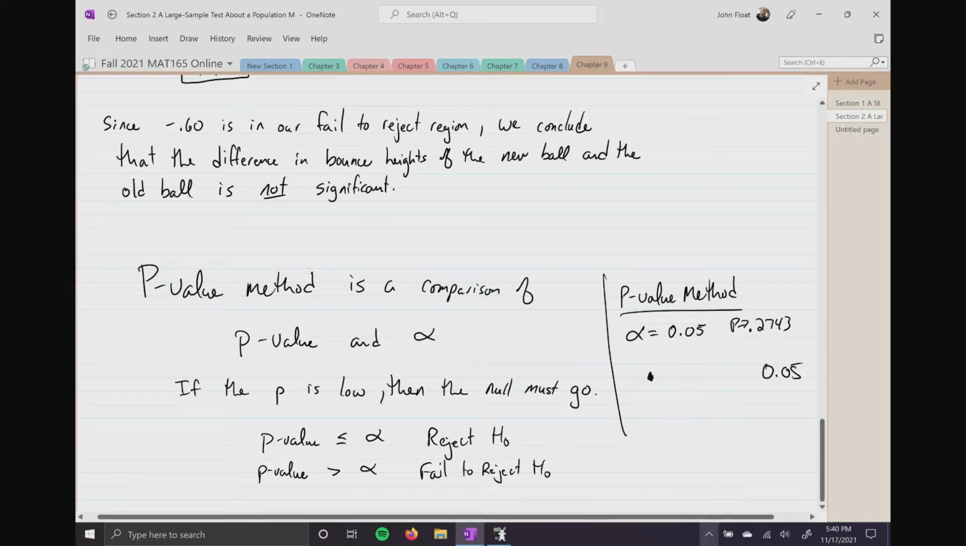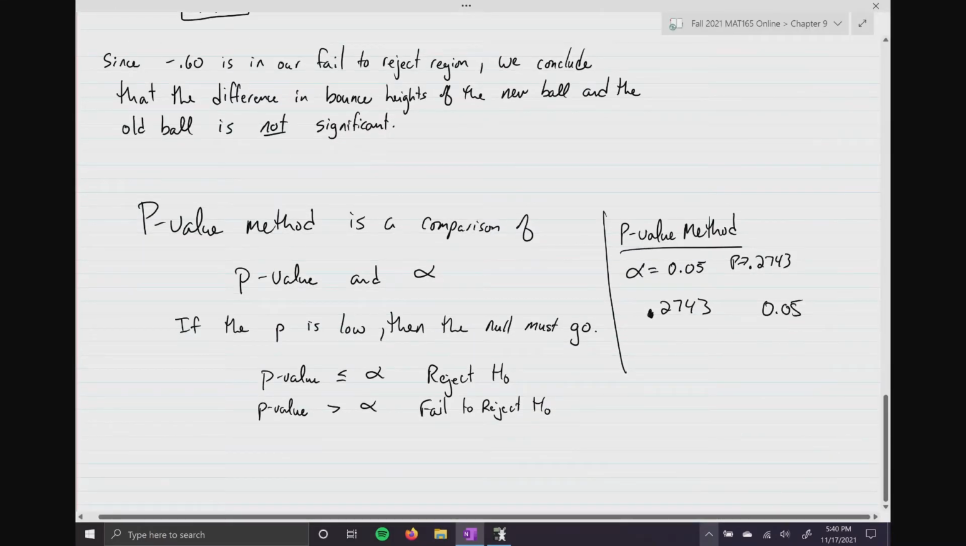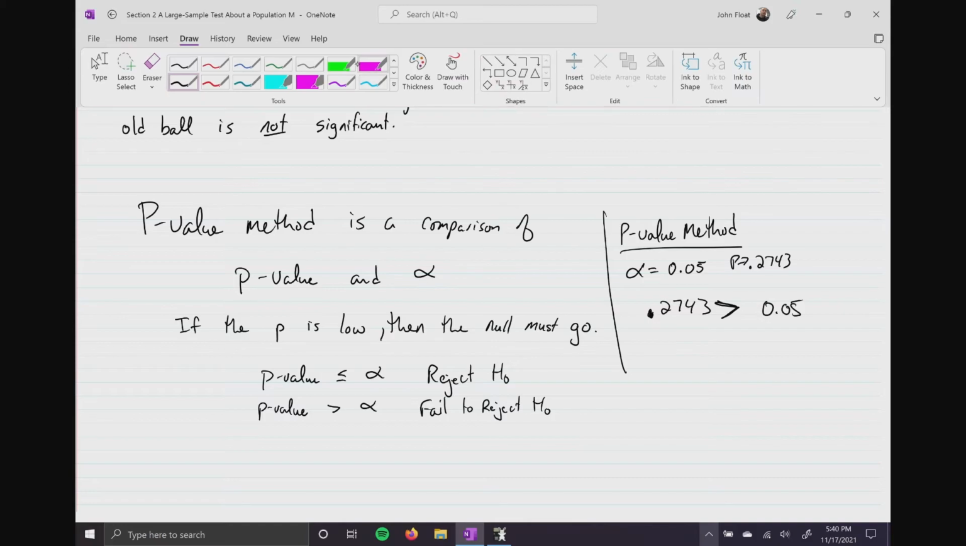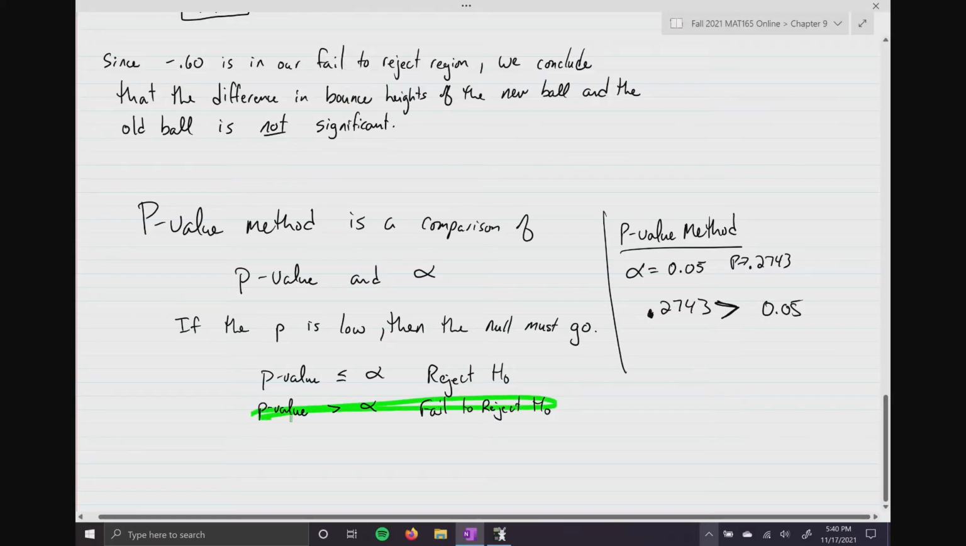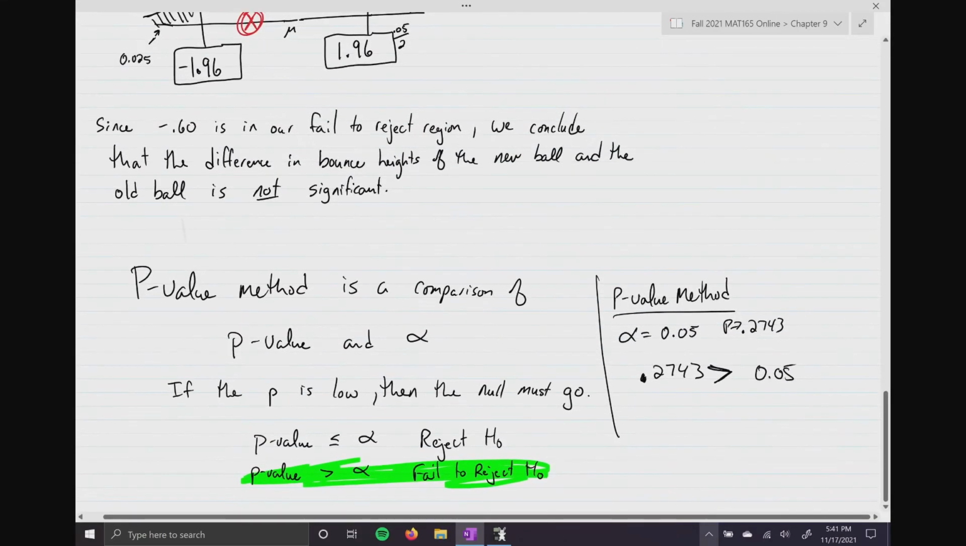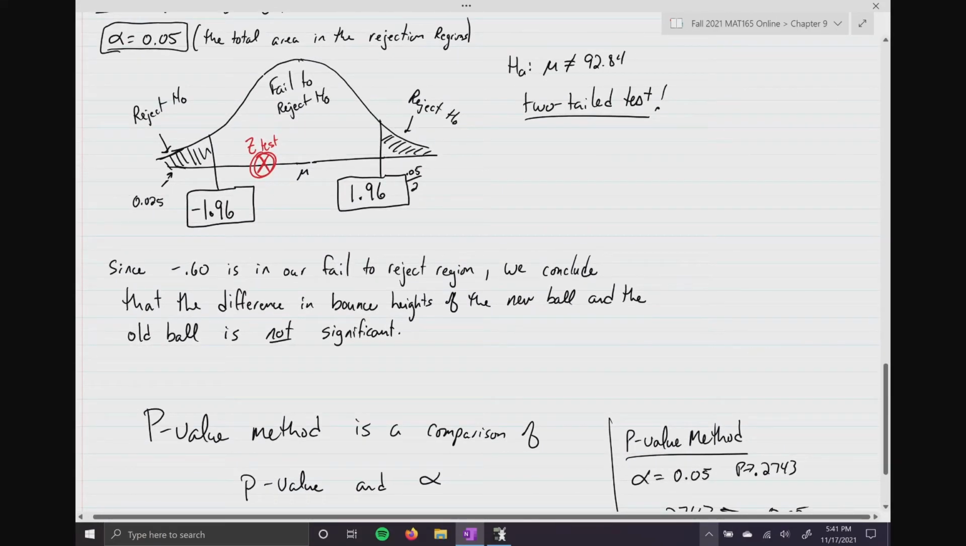So now when you compare these two numbers, 0.2743 and 0.05, 0.27 is larger than 0.05, which is, and I'm going to highlight it so you can see exactly where I'm talking about, which is right here. Our p-value is larger than our level of significance, so we fail to reject the null. And if you look at the graph that you created so beautifully, notice your test statistic was in the fail to reject region.